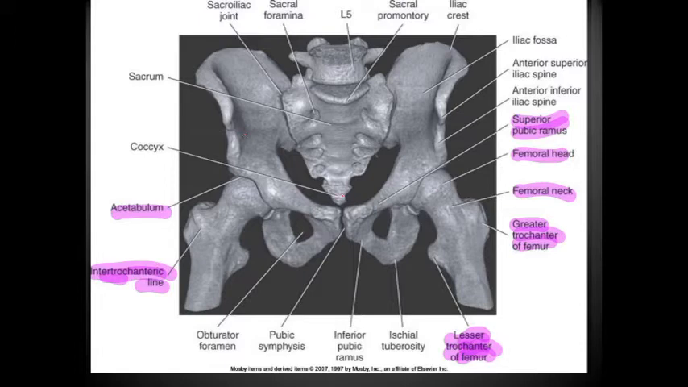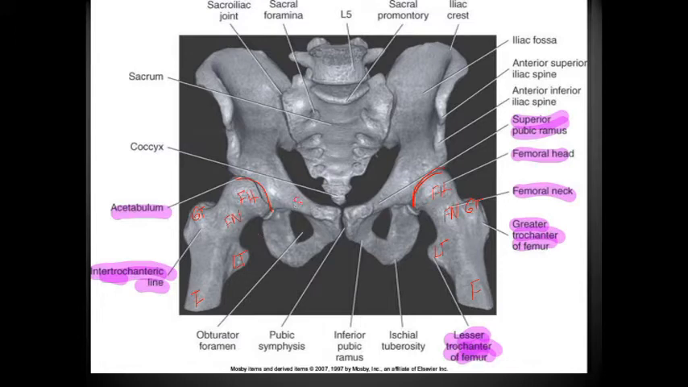So as you can see, we have the acetabulum bilaterally, we have the femoral head, we have the femoral neck, greater trochanter, lesser trochanter, and then we have the body of the femur.